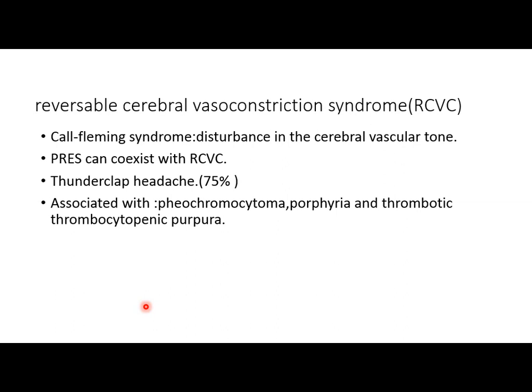Reversible cerebral vasoconstriction syndrome has an association and coexists with PRES, posterior reversible encephalopathy syndrome. The presentation is by thunderclap headache, which may be the only symptom and is present in around 75% of patients. It can also be associated with other diseases like pheochromocytoma, porphyria, and thrombotic thrombocytopenic purpura.